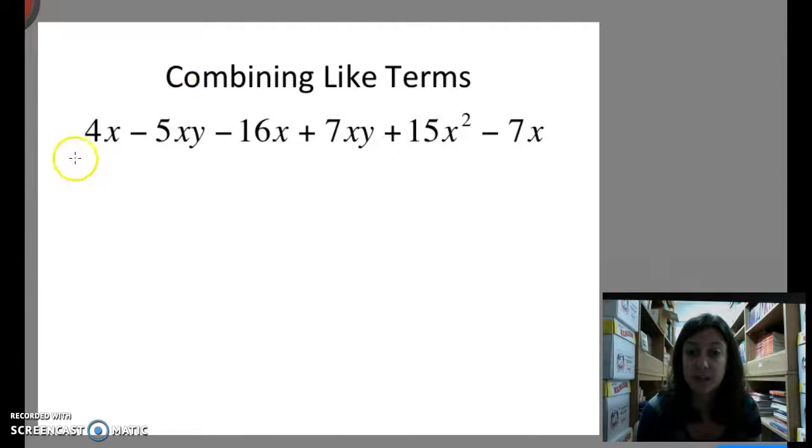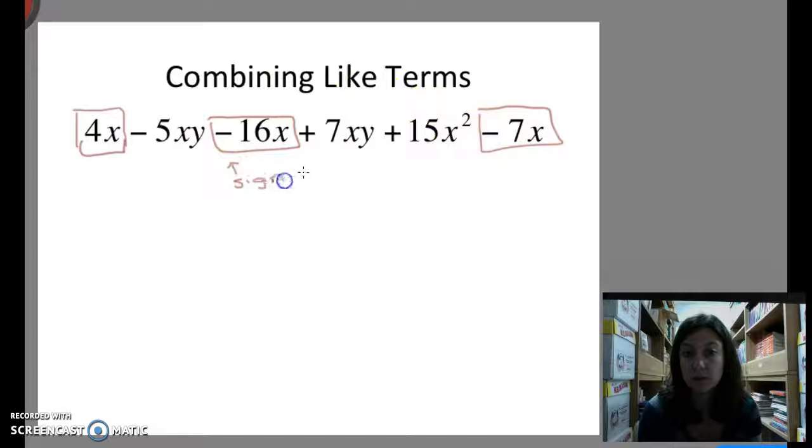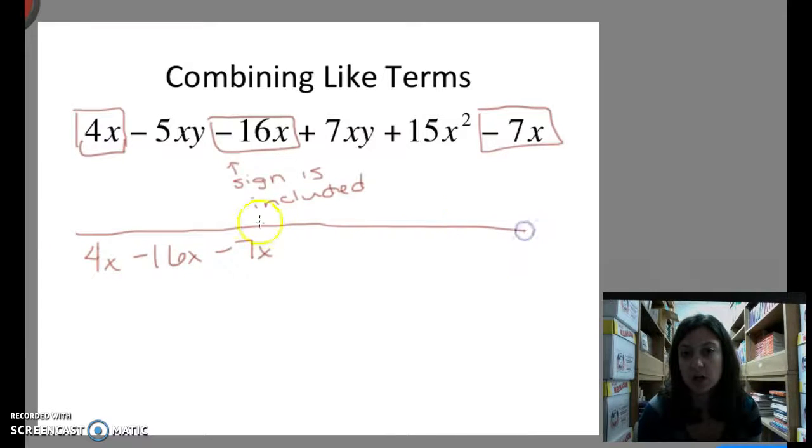Combining like terms. I find it helpful to take a second to go through and underline or put in boxes. It's almost like you're pretending like you're cutting out all of the like pieces. So you're taking all of these. Now the sign needs to be included. Sign is a part of the term. So when I sort this, I could have 4x minus 16x minus 7x. And what I'm going to do is I'm going to create a chart. And here I have all my x terms. Here I'm going to include all my x squared terms. And here I'm going to put all my xy terms.